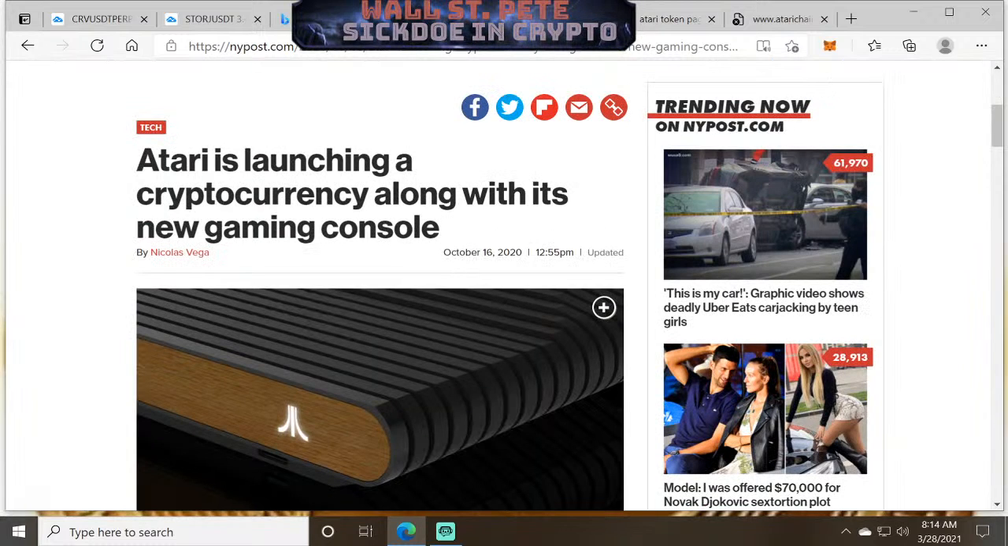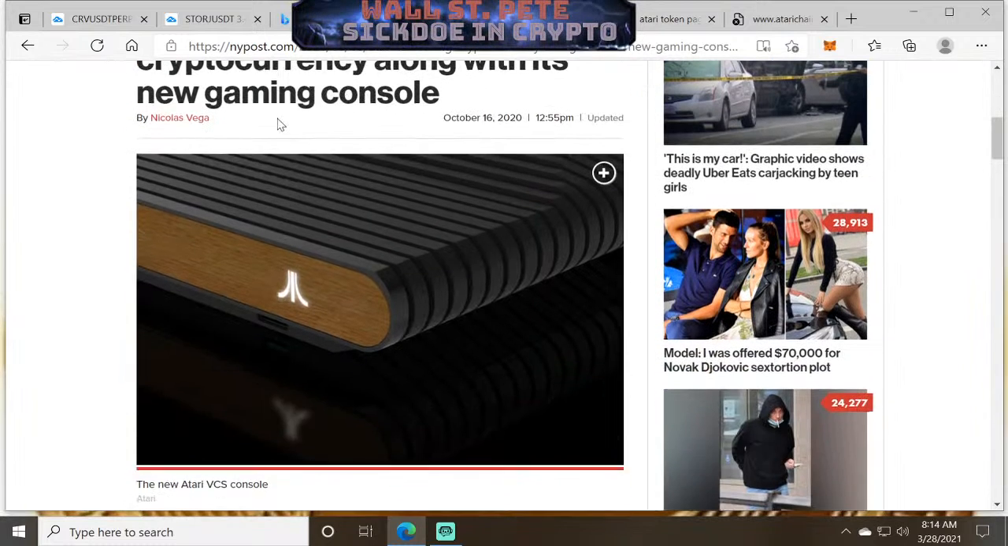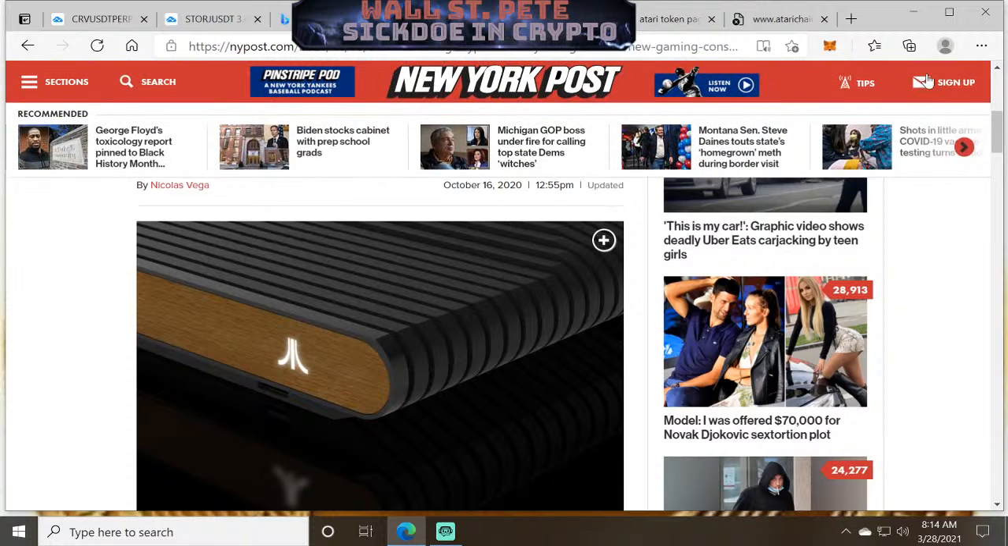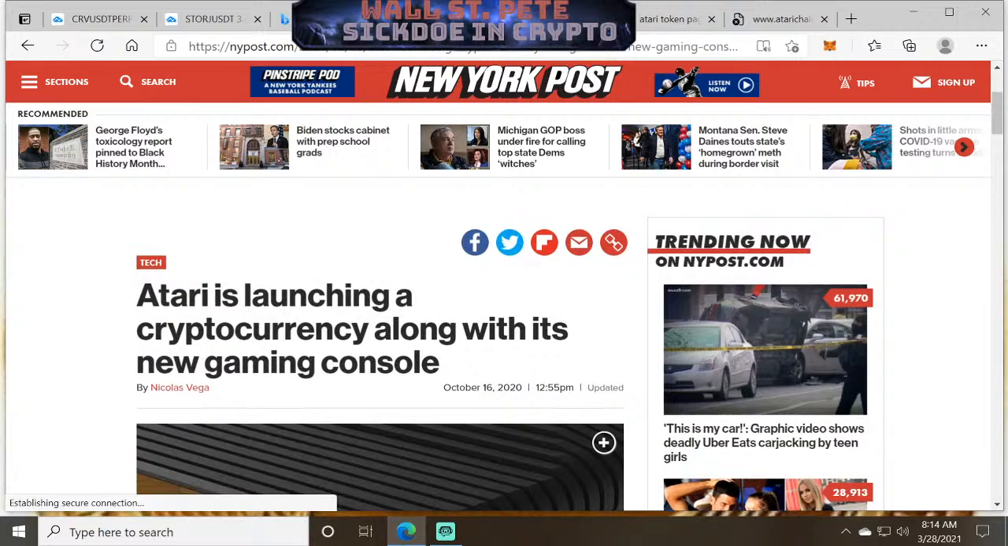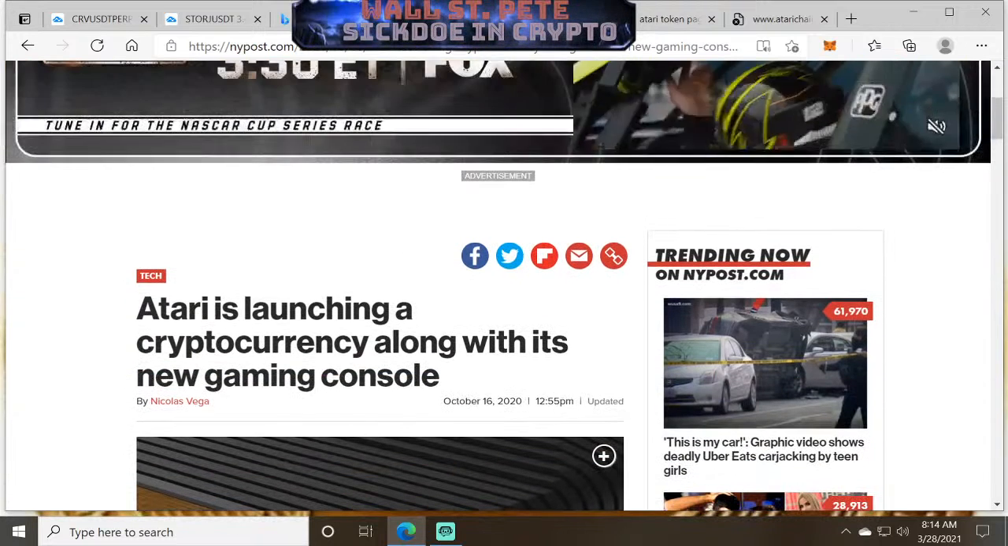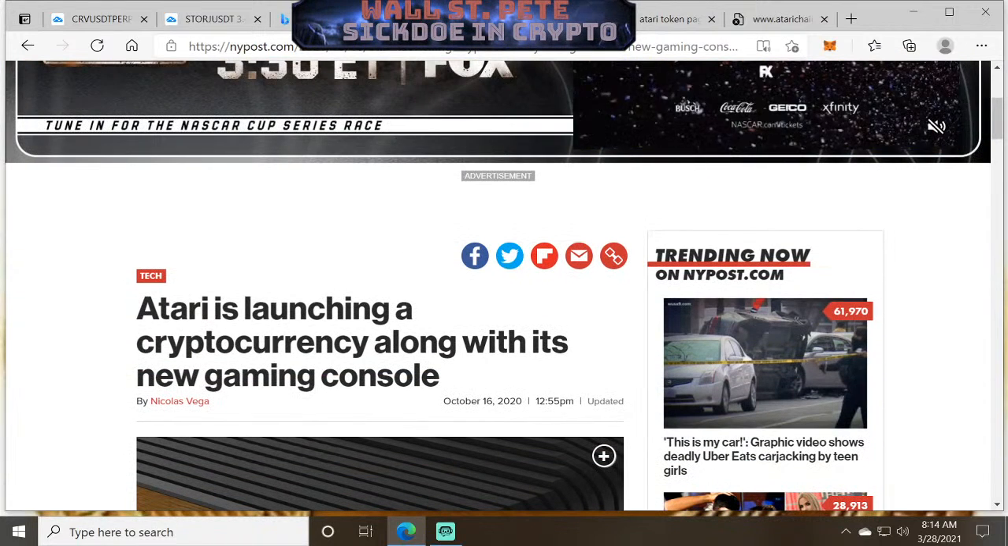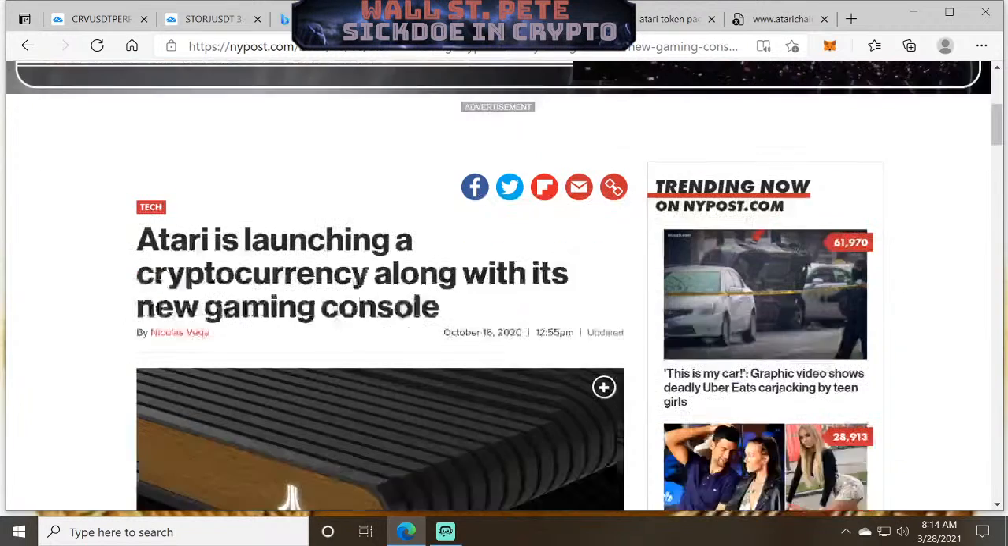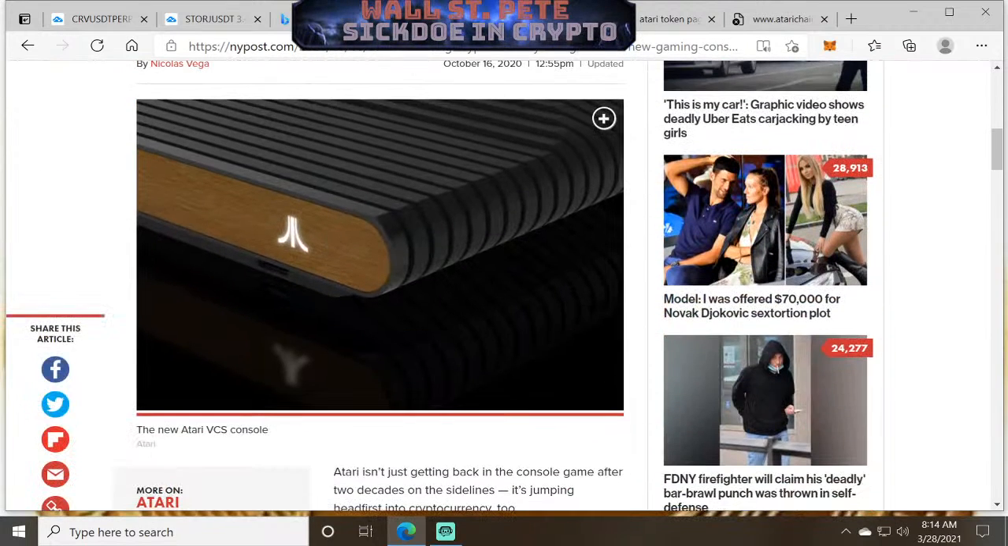What did we talk about literally, I think, yesterday? Went over my Atari token. That was yesterday. Like I said, a lot of things happen quick. I'm going to pay attention. Atari is launching a cryptocurrency along with its new gaming console. Like, look at that. This was 2018 when they did say that people could put orders in, and they just recently, I guess coming up now, have received their console.